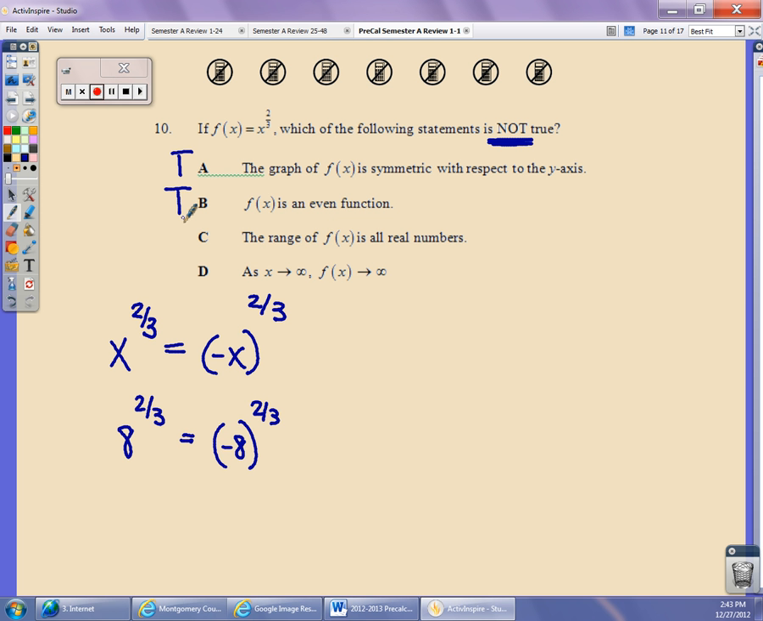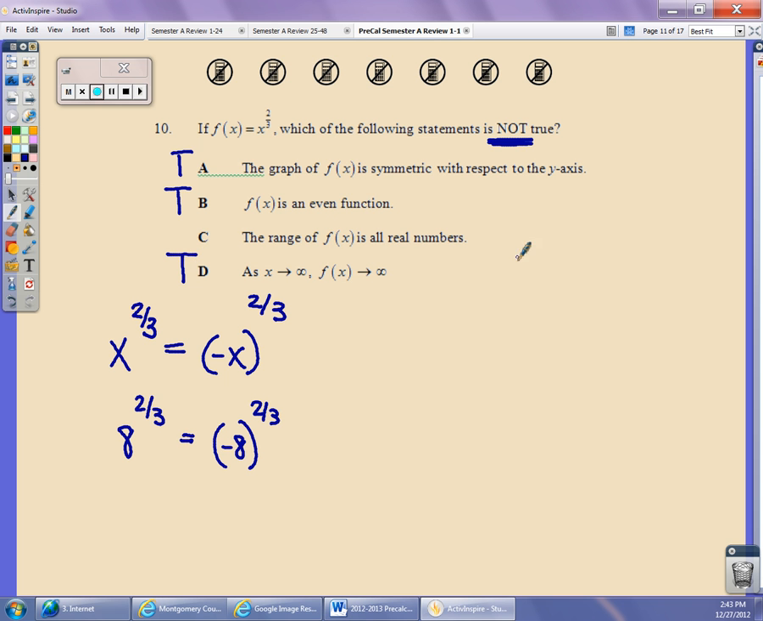It is also true that as x goes to infinity, f of x goes to infinity. So as x gets bigger, x to the 2/3 gets bigger. You take the third root, but then you square it. So this is also a true statement. Now, the statement that the range of f of x is all real numbers. Let's take another quick look at that.